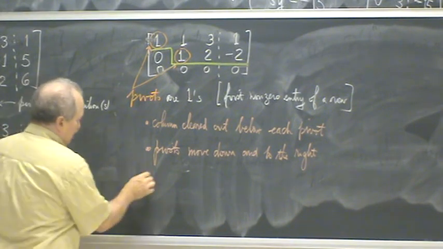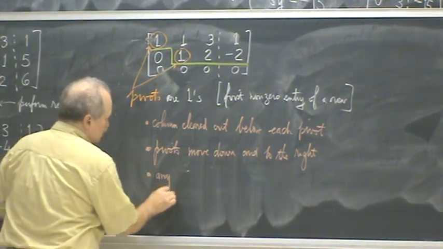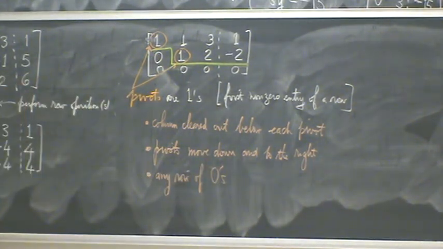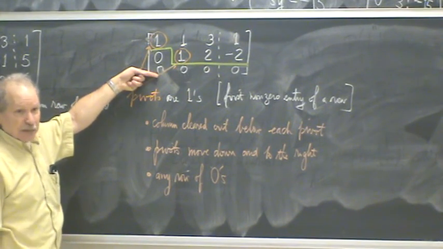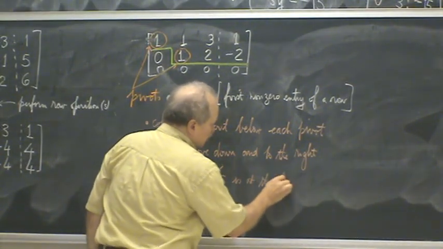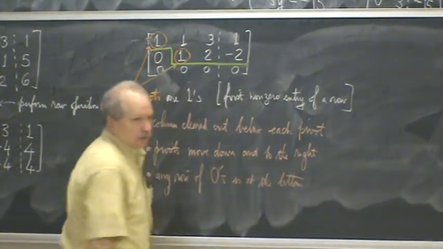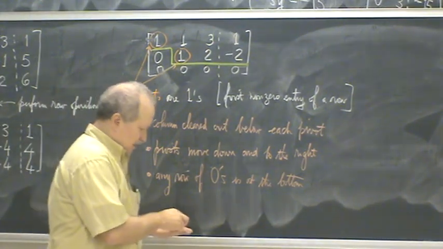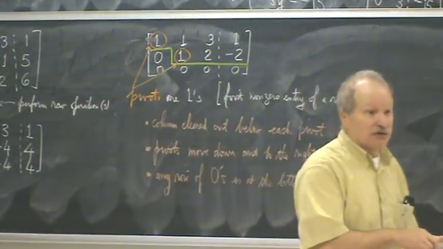And the last comment is any row of zeros. Of course, it has no pivots, so the rules don't apply to it, but I'm going to make sure that any row of zeros that I happen to have is at the bottom. So if there's several rows of zeros, they all go at the bottom. Okay? This matrix is called a matrix in echelon form.